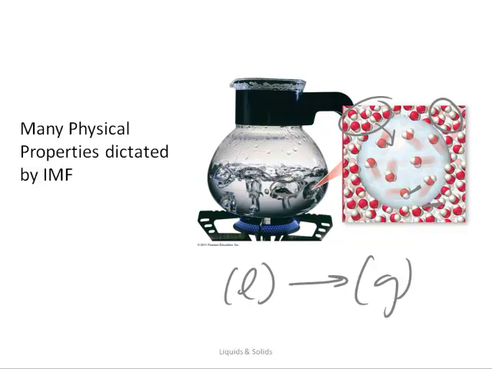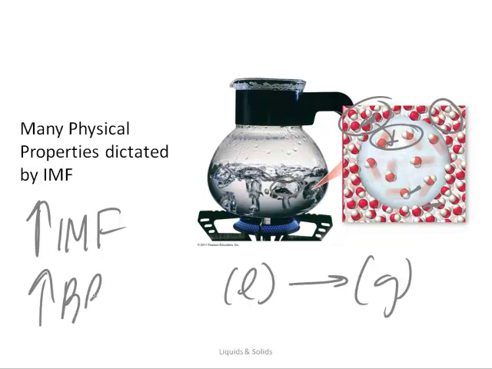you have to overcome or break that hydrogen bonding to make sure that the water molecules are now in the gas phase. So the strength of the intermolecular forces are going to dictate the boiling point and, in fact, the melting point. So as your intermolecular forces increase, your boiling point goes up and your melting point goes up. It takes more energy to go from the solid phase to the liquid phase.